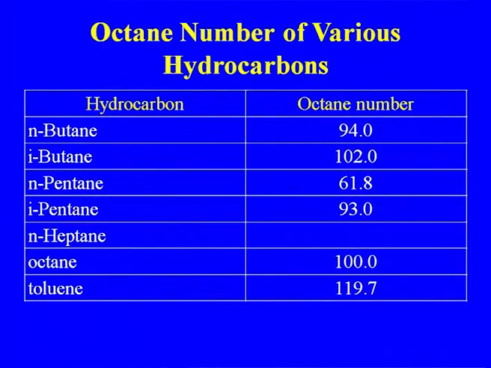So this I was telling about the octane number. Here you see the octane is 100, and then we compare with it. Isobutane is higher than normal butane, and normal pentane is 61 and isopentane 93. Similarly, in the case of toluene, it is 119. So if branched paraffins or aromatics are there, then the octane number will be high.